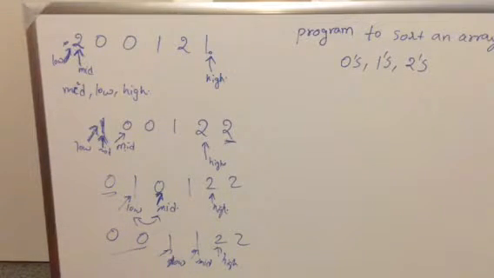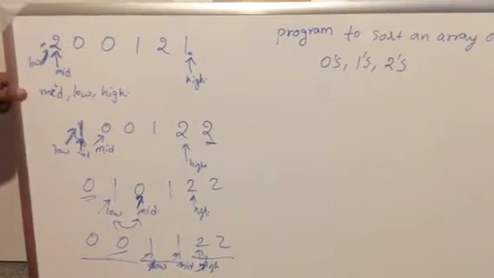Again, low is here and mid is 1. If mid is 1, no need to swap anything. Mid will increase and go here, and mid is 2. If mid is 2, then swap it to the right side. It has already reached the maximum number, so the array is sorted now. The array is 0 0 1 1 2 2.